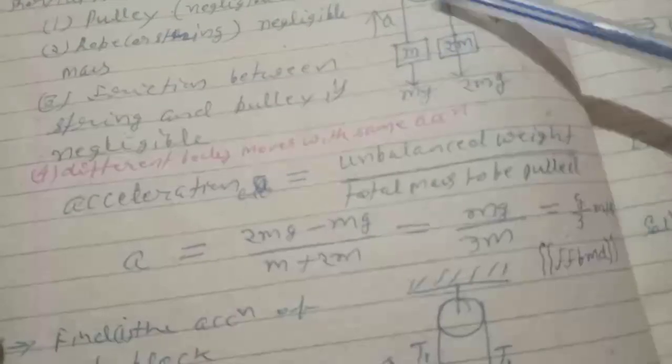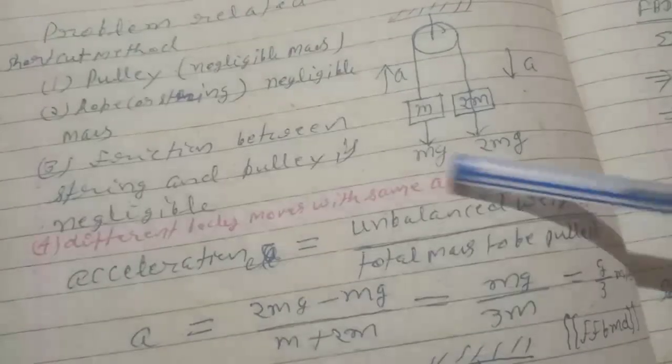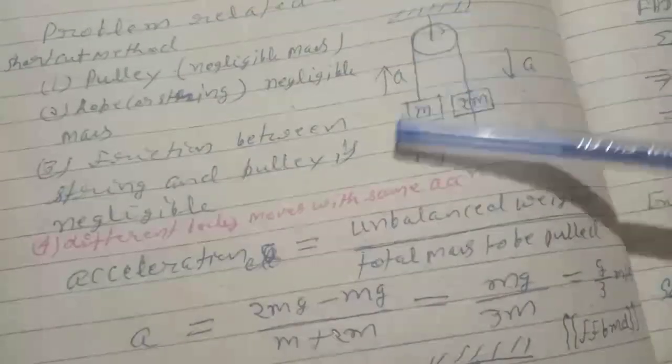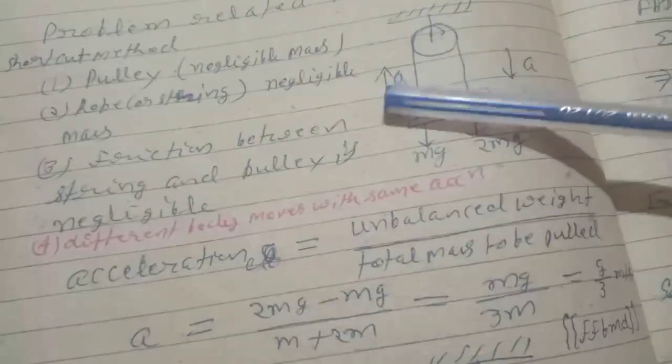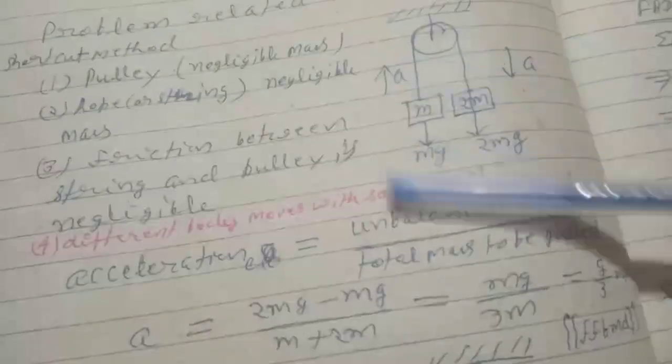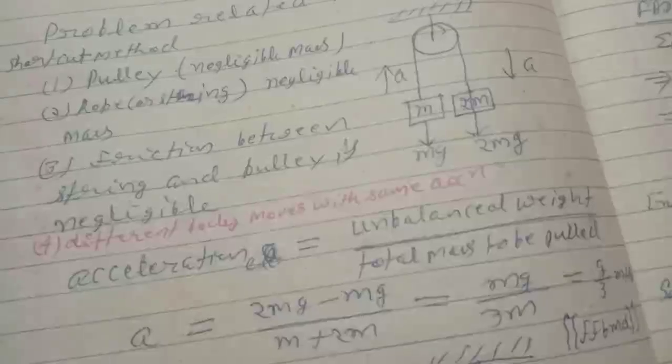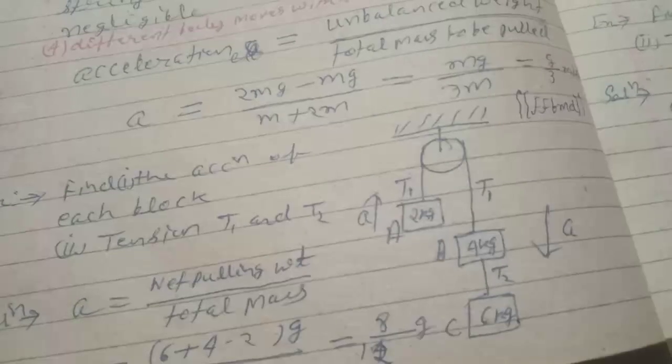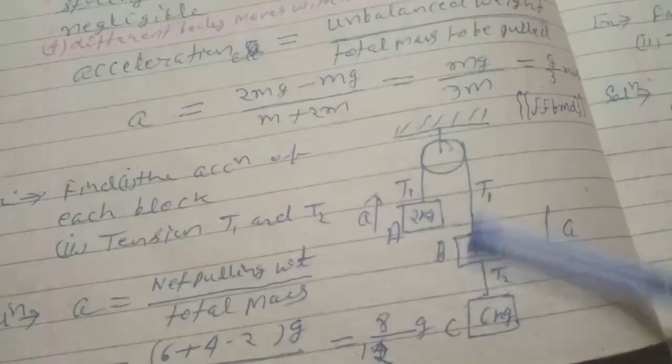So the acceleration in this system is a. This body is moving in this direction with acceleration a, and this body is moving in this direction with acceleration a, because both bodies will have the same acceleration. For example, here is a situation shown.